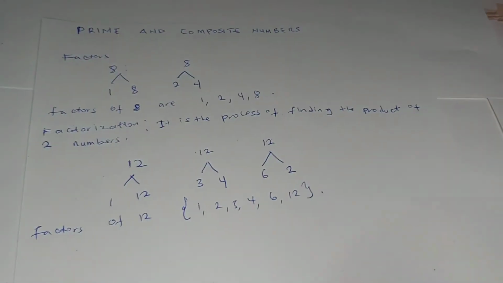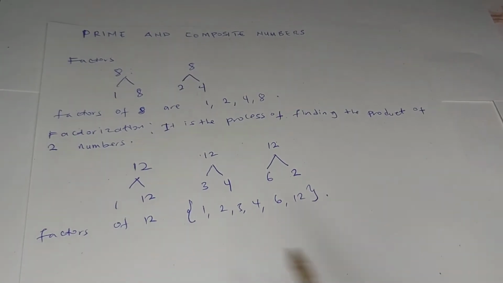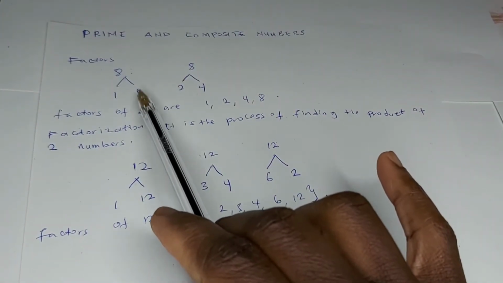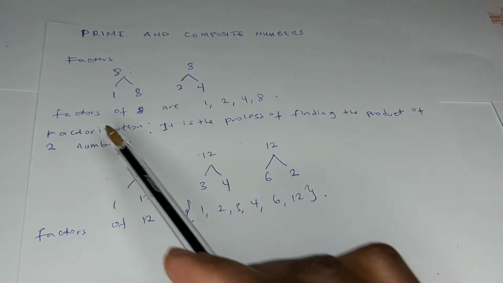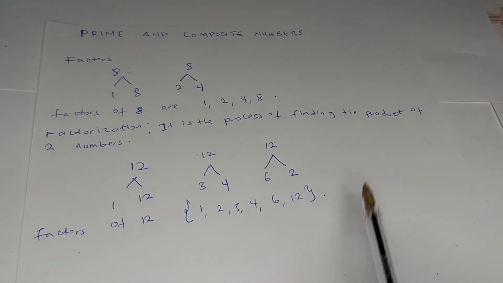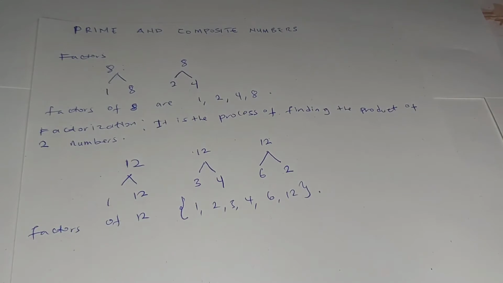So in our examples, 8 and 12, the factors include 1 and the number itself. 8 is a factor of itself, and 12 is also a factor of itself. We can say any number is a factor of itself, and 1 is also a factor of every number.